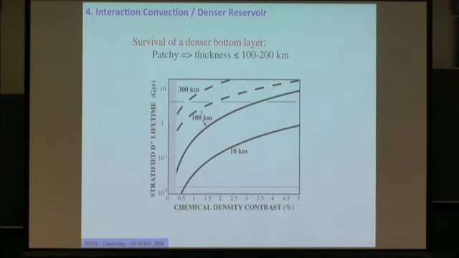So here, this is the lifetime of a reservoir just above the core-mantle boundary as a function of the chemical density contrast. If the convection in the mantle above it is with a Rayleigh number of, say, about 10^7, we see that for density contrast lower than 3%, indeed, thermal convection is able to erase a denser bottom layer.